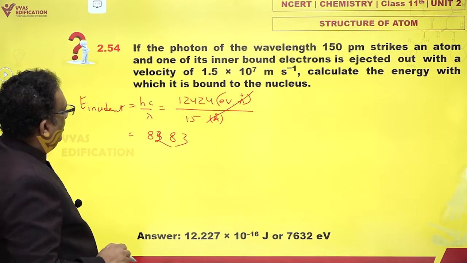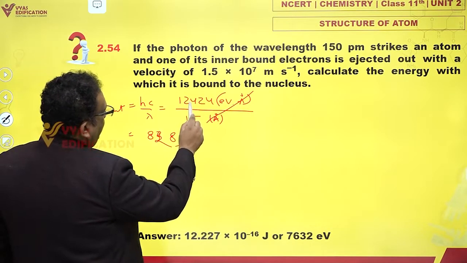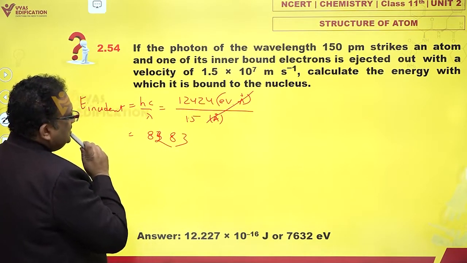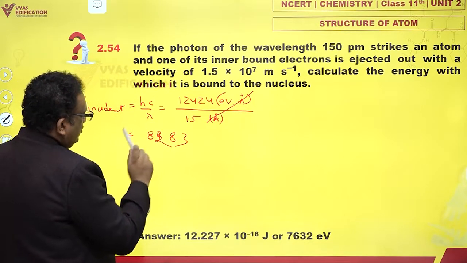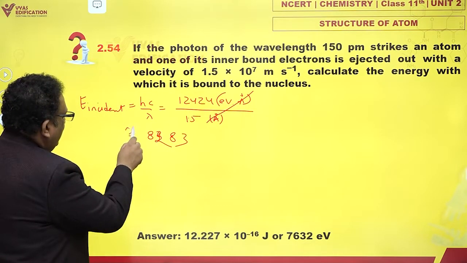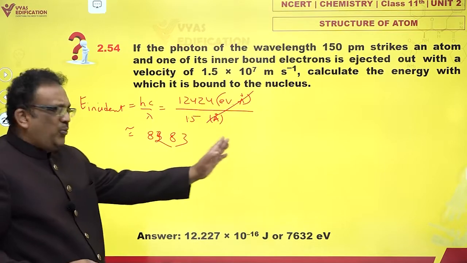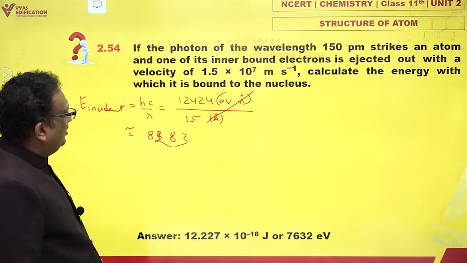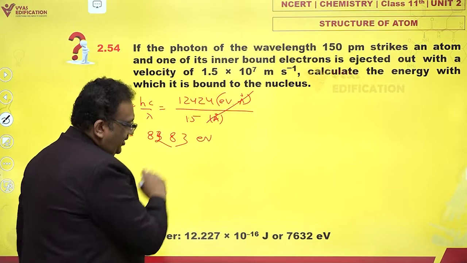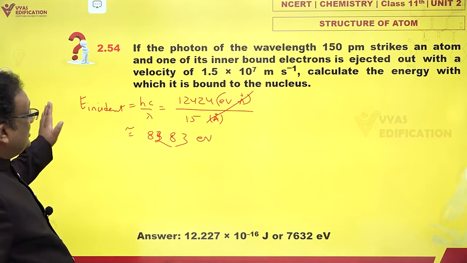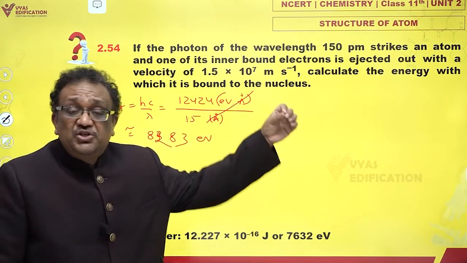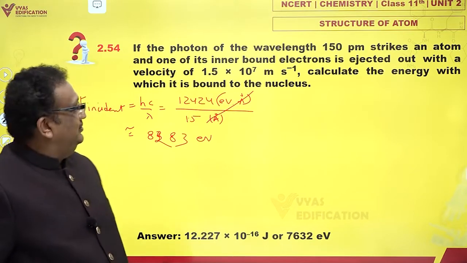12424, 8,000 comes to be roughly. This is roughly what you get. It is 2.67 whatever, you get 82, 83 electron volts nearly. This is the energy of the photon which is striking the atom.